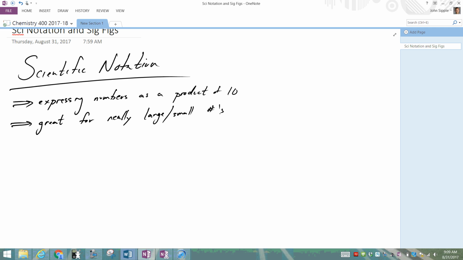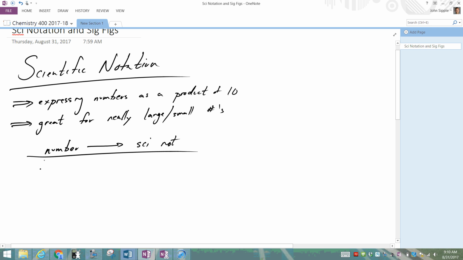And just to review, I'll have you guys do a couple examples, and hopefully that'll be all we need, because everybody's seen scientific notation before. So let's say we have a number and we want to go to scientific notation. If we have something like 10,000 meters, how would I express that in scientific notation?